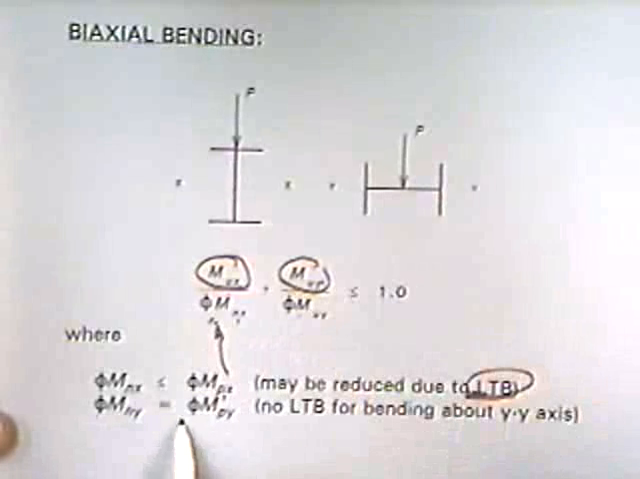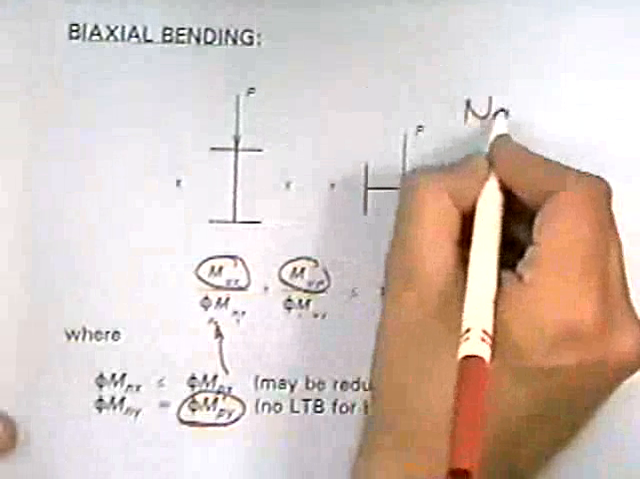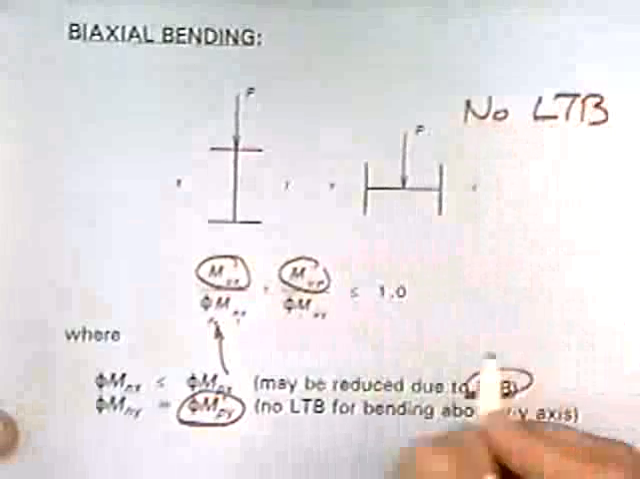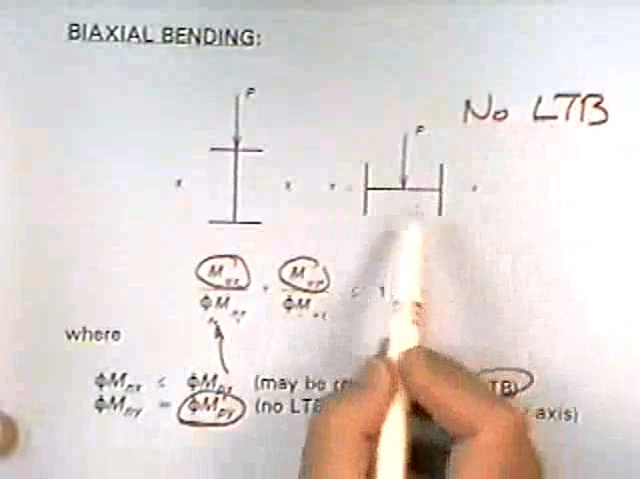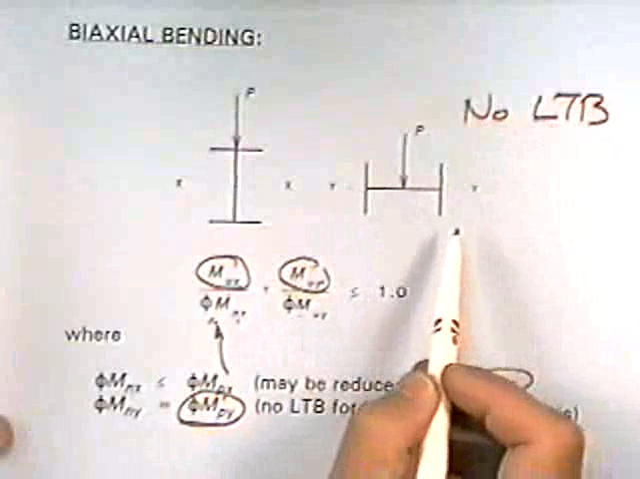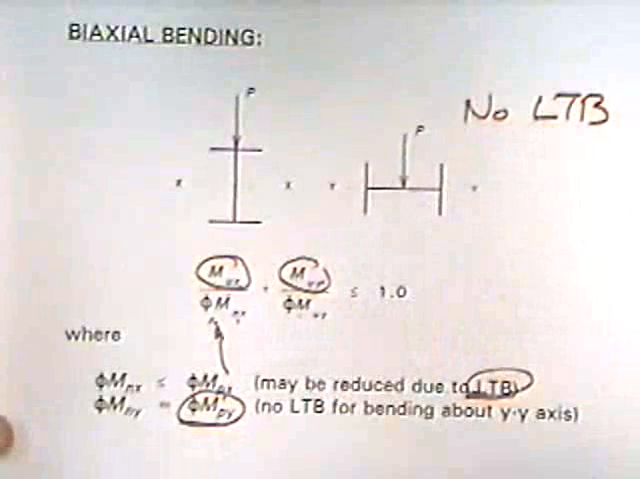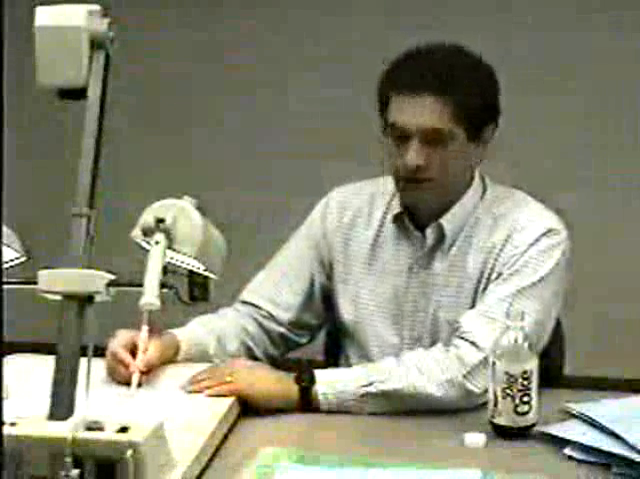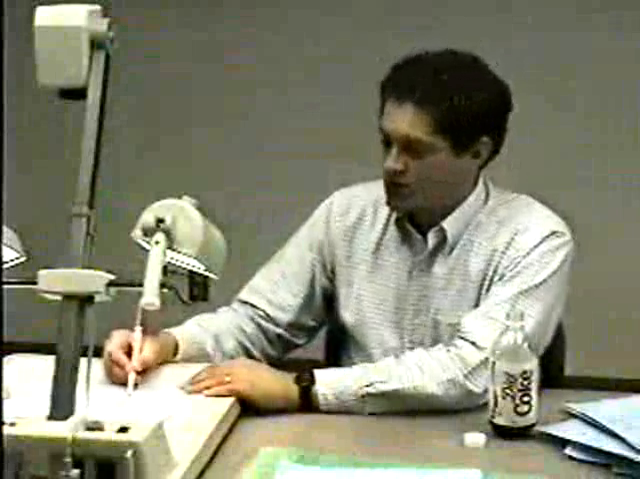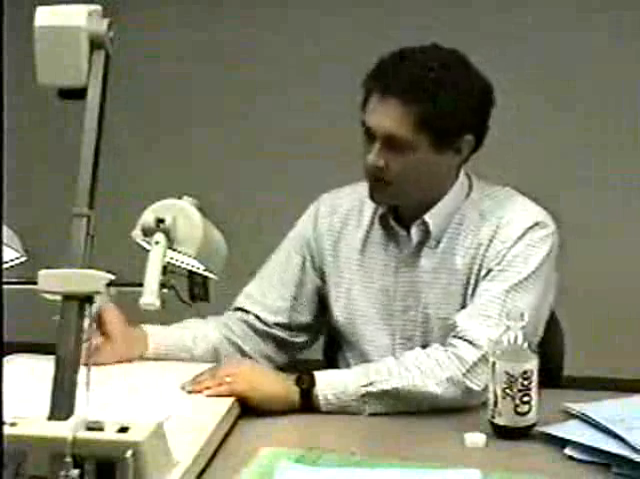The weak axis is always based on phi M sub p. There's no lateral torsional buckling when you bend the beam about the weak axis, because it's not going to buckle into the strong axis. There's enough resistance there by the strong axis bending of the member to prevent that. So remember that the numerator is due to your loading and the denominator is due to the capacity of the member. And again, this has to be less than 1 for a safe design.